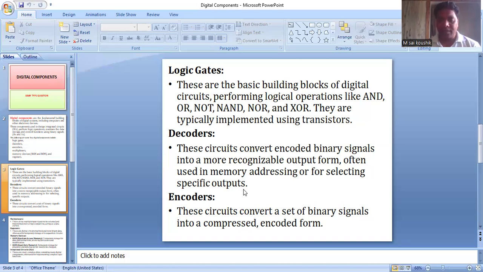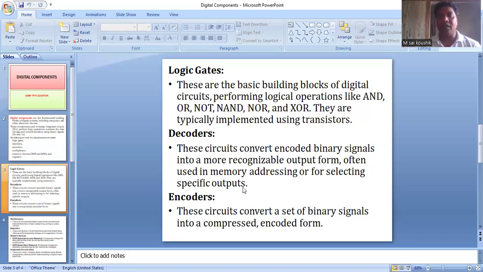Here you convert the input into binary text, into binary code. So input code to binary code is taken by the decoders. Again, binary code to plain code is called an encoder.